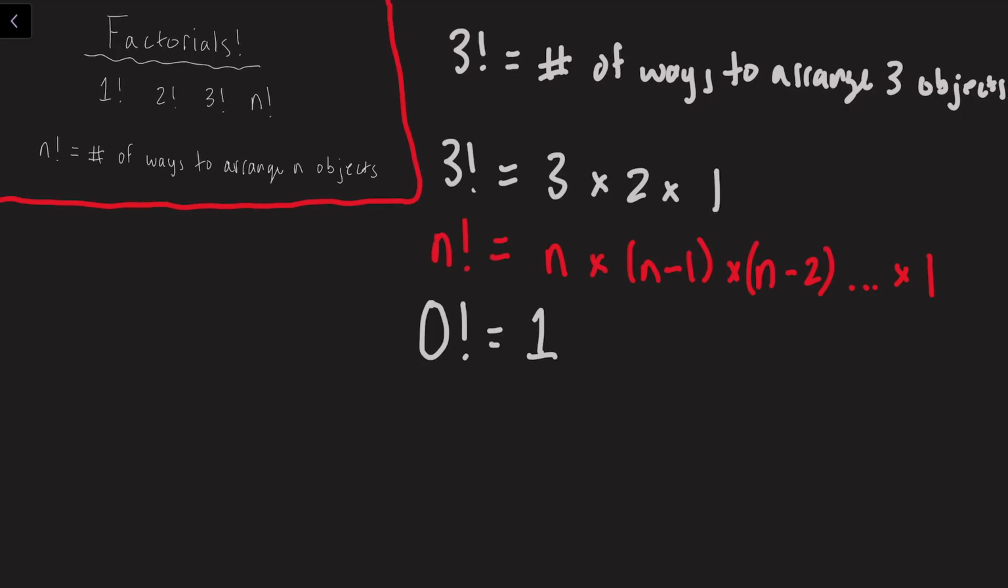Well, factorials are calculated by multiplying n by all its preceding integers down to 1. So here we have 3 factorial equals 3 times 2 times 1. And in general, n factorial equals n times n minus 1 times n minus 2 all the way down to 1. And for simplicity, 0 factorial is 1. Let's just say there's exactly one way to arrange 0 objects. Do nothing. Okay, let's build some intuition.